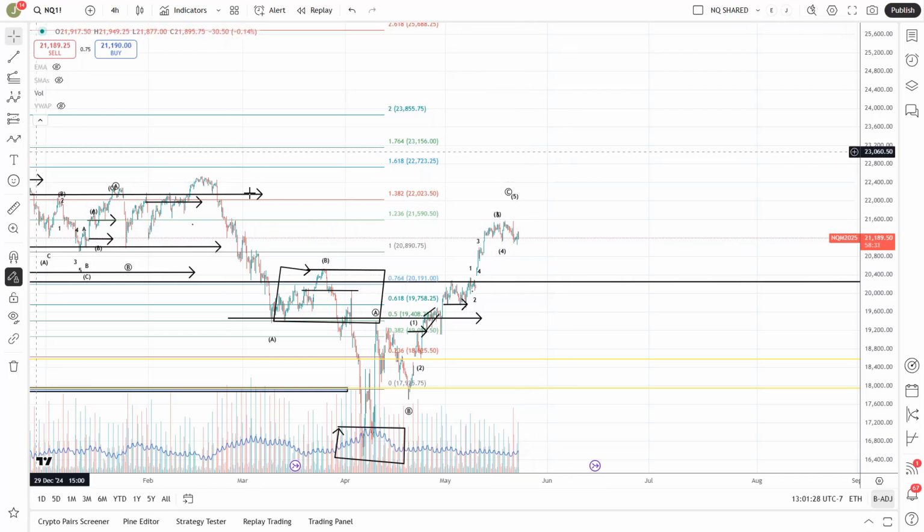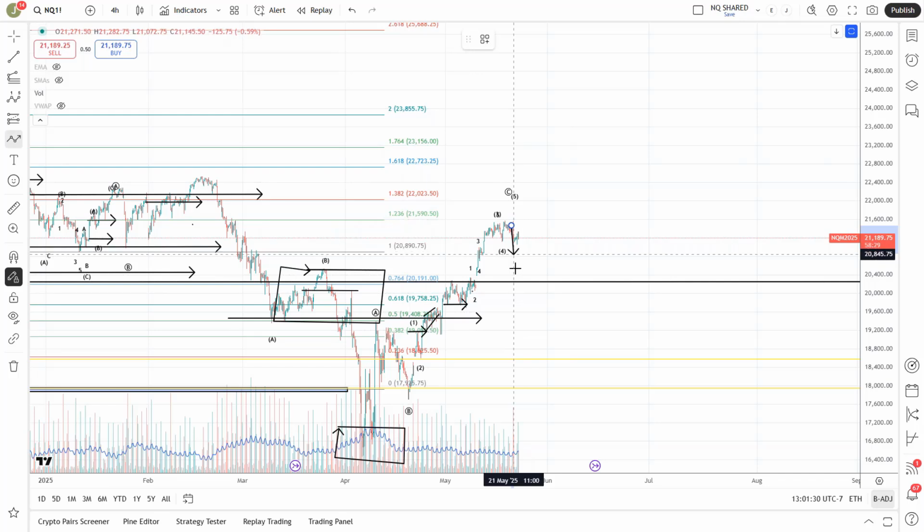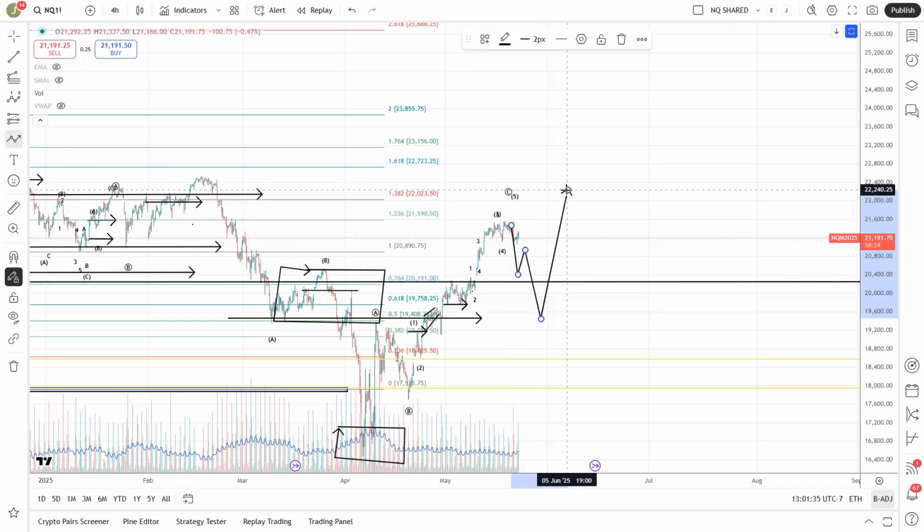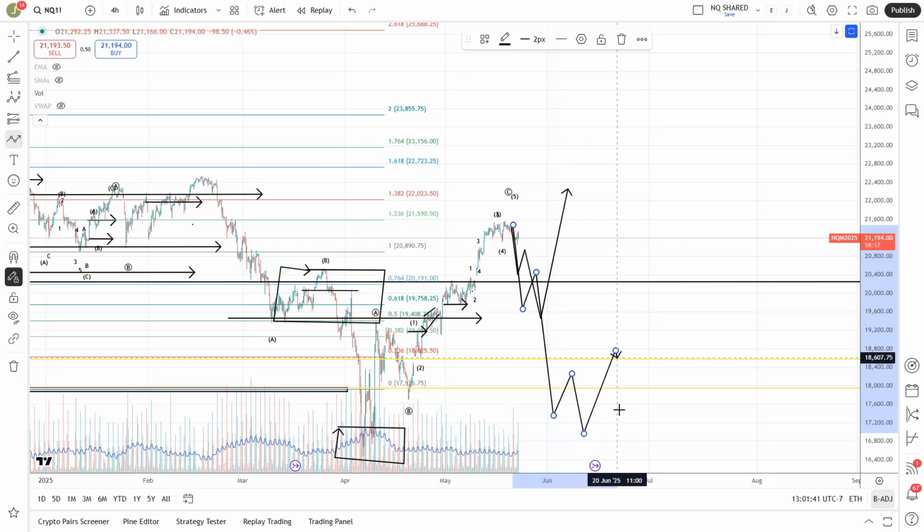Again, on the NASDAQ, same as ES, as we pull back, we're going to be looking at the structure. Should it be a 3-wave structure, we'll be looking for new all-time highs into the 24,000 zone. Should it be a 5-wave pullback, we'd be looking for a bounce off the lows and then a breakdown after that.